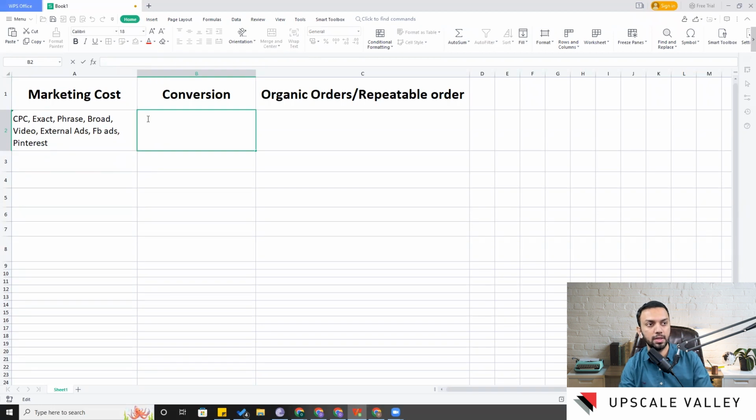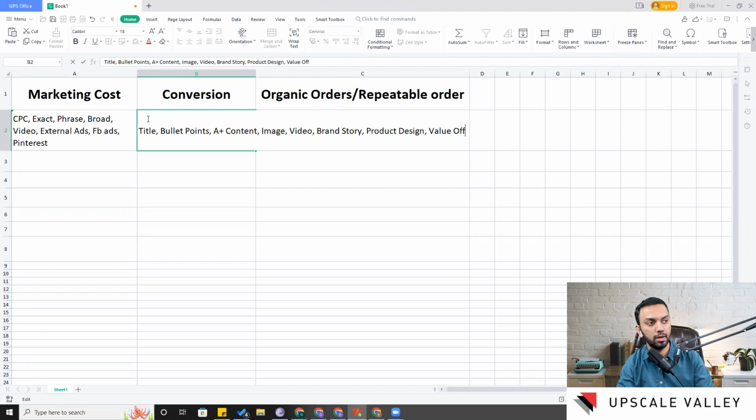For the conversion part, I would say both the CTR, the click-through rate, and the conversion. It depends upon your title, your bullet points, your A+ content, and more than all these, your main image, and then your video, and maybe your brand story. It depends upon these factors. Your pricing offer as well, your product design, and your value offer as well.